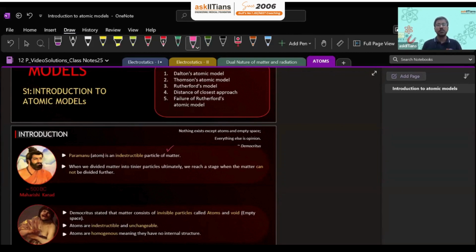Also, Democritus was another very interesting personality. He stated that matter consisted of indivisible particles called atoms, and that there is also empty space inside it. So atoms are indestructible, unchangeable and homogeneous. All these were the ideas put forth by these people.